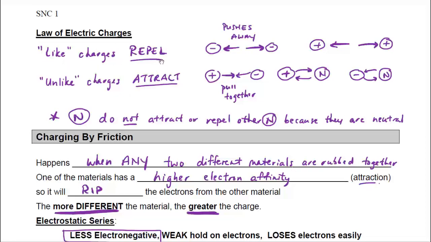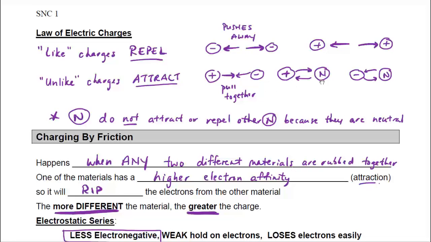Like charges are going to repel. So because this object is negatively charged and this one is negatively charged, those are like charges, they will repel each other, they'll push away. Same thing with positive and positive, they will push away. Unlike charges, on the other hand, will attract. This is the same idea as saying opposites attract. So if I have a positive and negative together, they'll pull together.